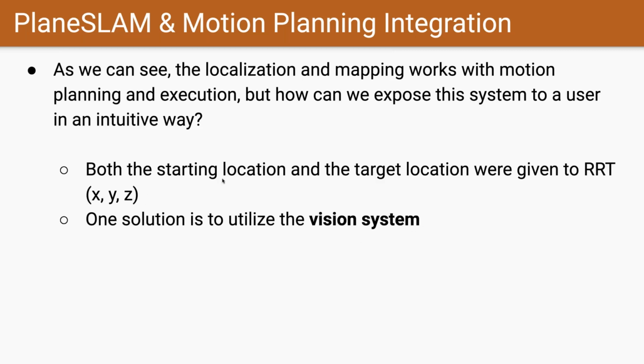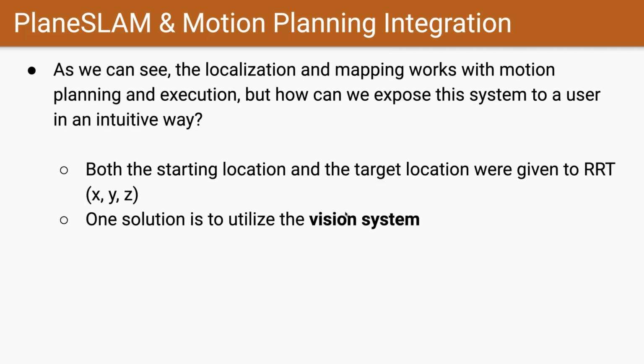Basically, I'm telling it, this is the starting location, XYZ, and this is the target location, XYZ, and the RRT figures out what trajectory it needs to take to do that. But we don't always have this because we don't know where that location is. So how can we control the movement of the drone so that we know how to identify objects in our scene?